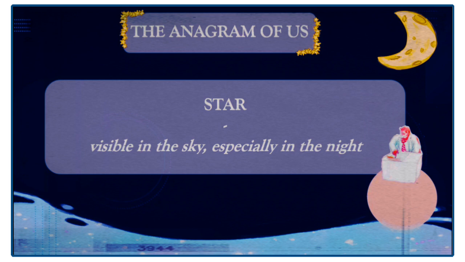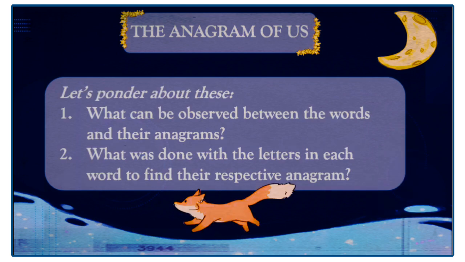And here, with all these words that we've used, all of these anagrams, we have to think about this: what can we observe between the words and their anagrams? What was done with the letters in each word to find their respective anagram? In here, we have two different words with the same letters used. They have different meanings, but they use the same letters. In order for us to get that, what we did was we rearranged them. So the arrangement is the one thing that I want you guys to take note of from the previous activity.